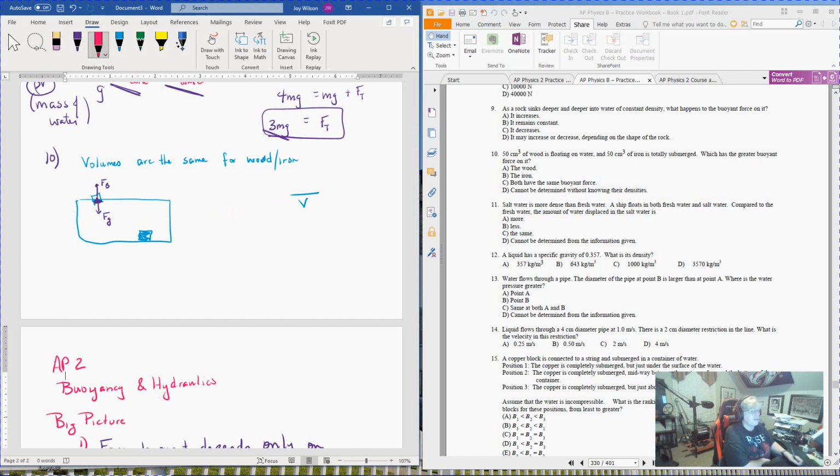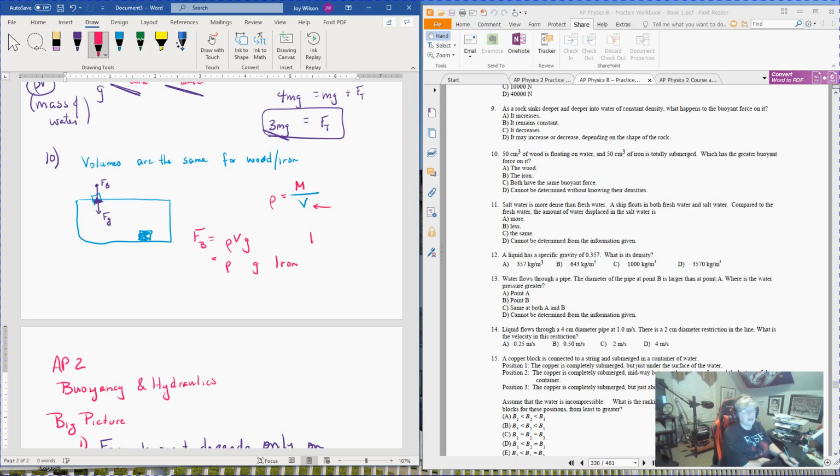What's happening with the iron? Well, the iron's whole volume is submerged, which means its whole mass is submerged, so its density doesn't really matter. What does matter is the force buoyant comes from the density of the fluid, the volume of the fluid, and gravity. So for the iron, the density of the fluid is the same, gravity's the same.